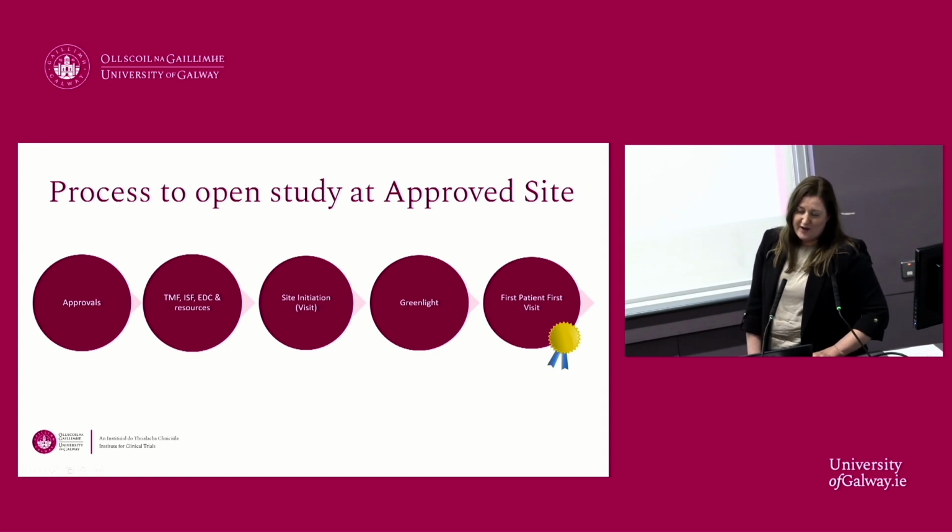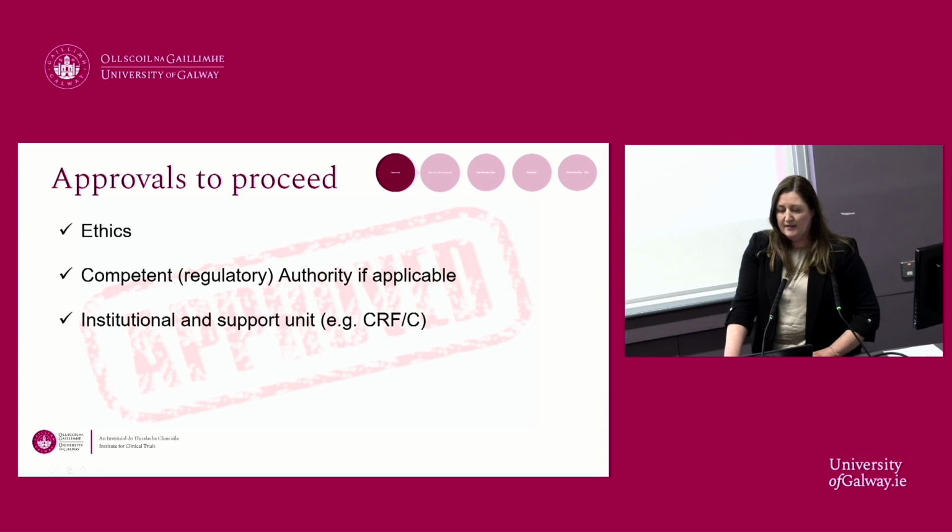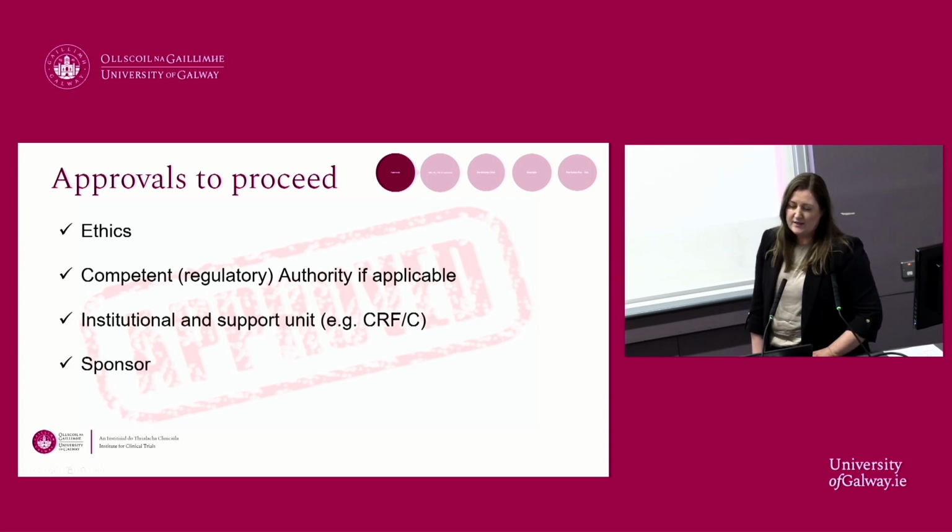Once the site is confirmed, the pathway to open a study typically follows this route to ensure the study can be opened in a GCP and regulatory compliant manner, paving the way for the first patient first visit. Initially, the sponsor will obtain approvals for a study, which is a complex process. This involves securing approvals from ethics, the competent authority, the institution, the affiliated research unit, and the sponsor, with funding allocated to adequately support the study throughout its duration.